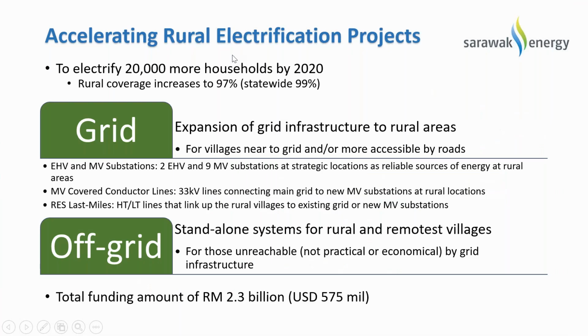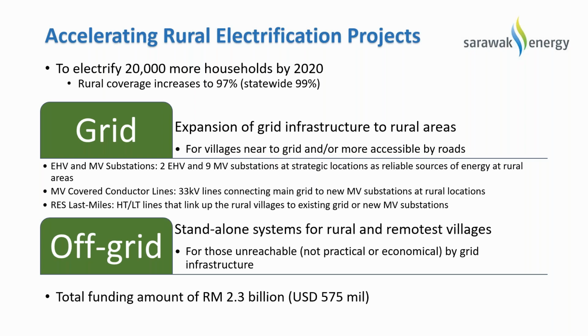All right. So there are 2 methods of accelerating our rural electrification. Number 1, using grid. In order to expand our existing grid infrastructure to the rural area, we actually need to upgrade our electricity infrastructure, such as our transmission line as well as our substation. So this is already in line. Currently, we are building 2 extra high voltage transmission substations, as well as 9 medium voltage substations in strategic areas, so that we can expand our infrastructure to the rural area.